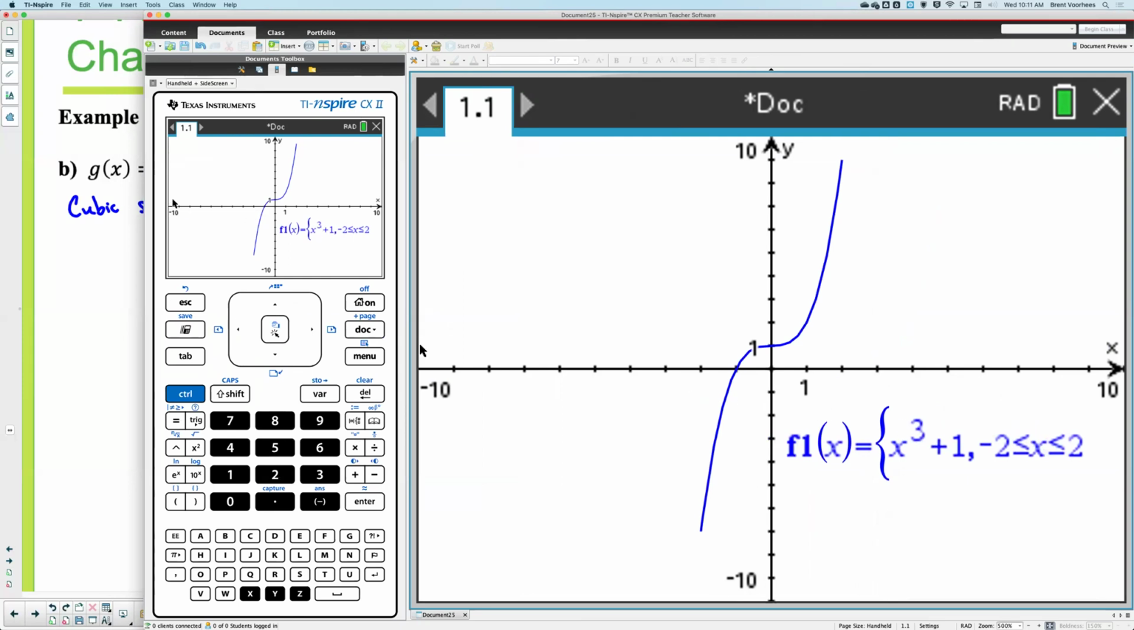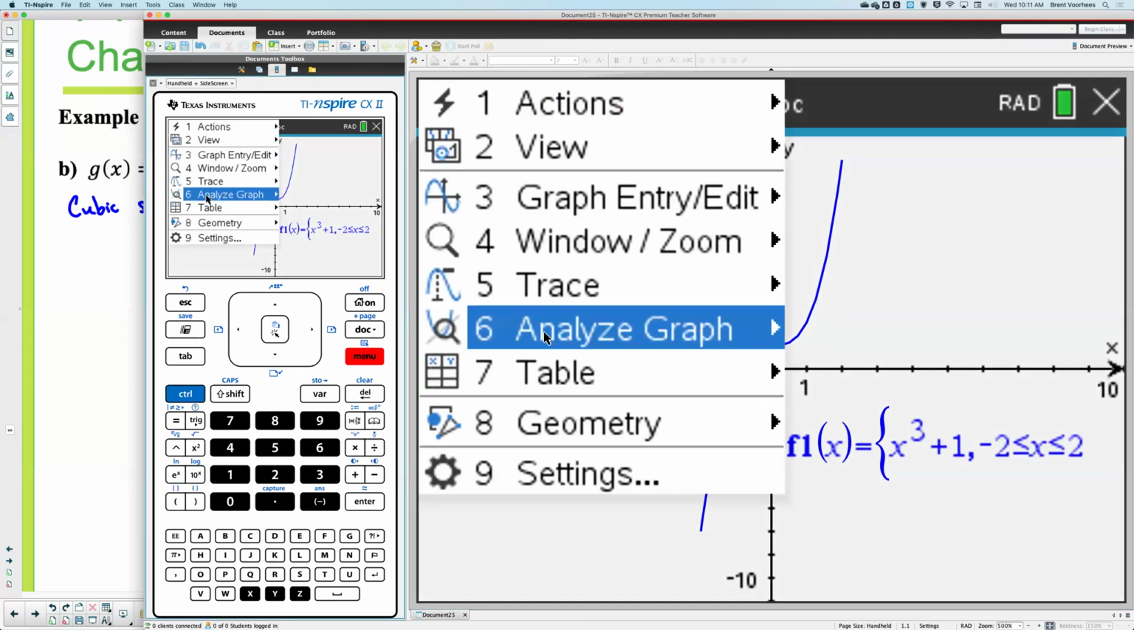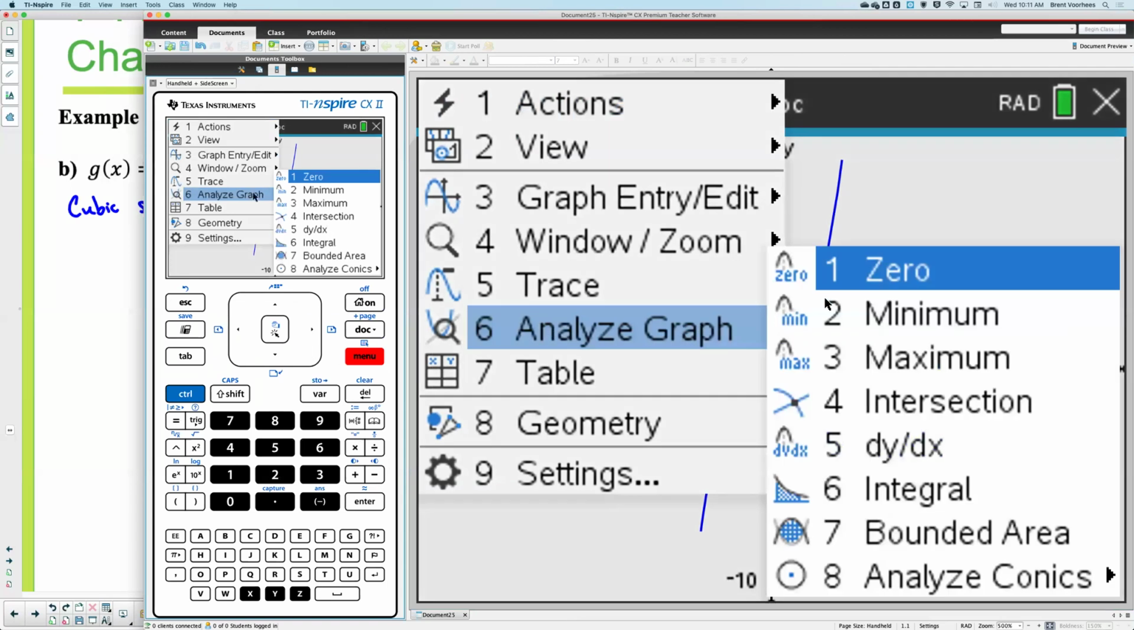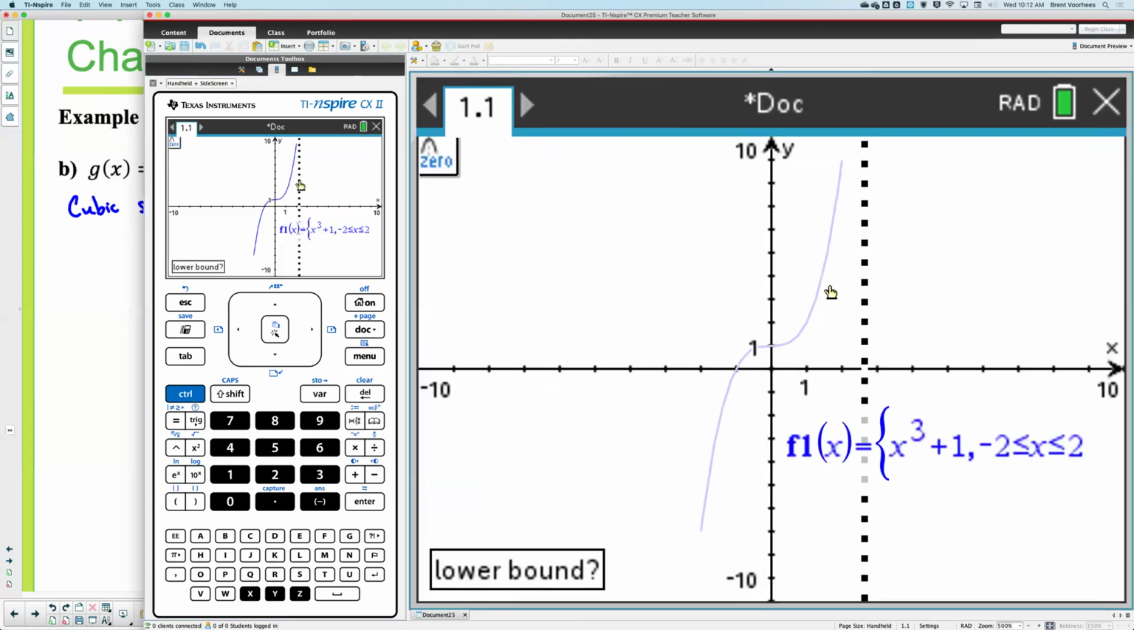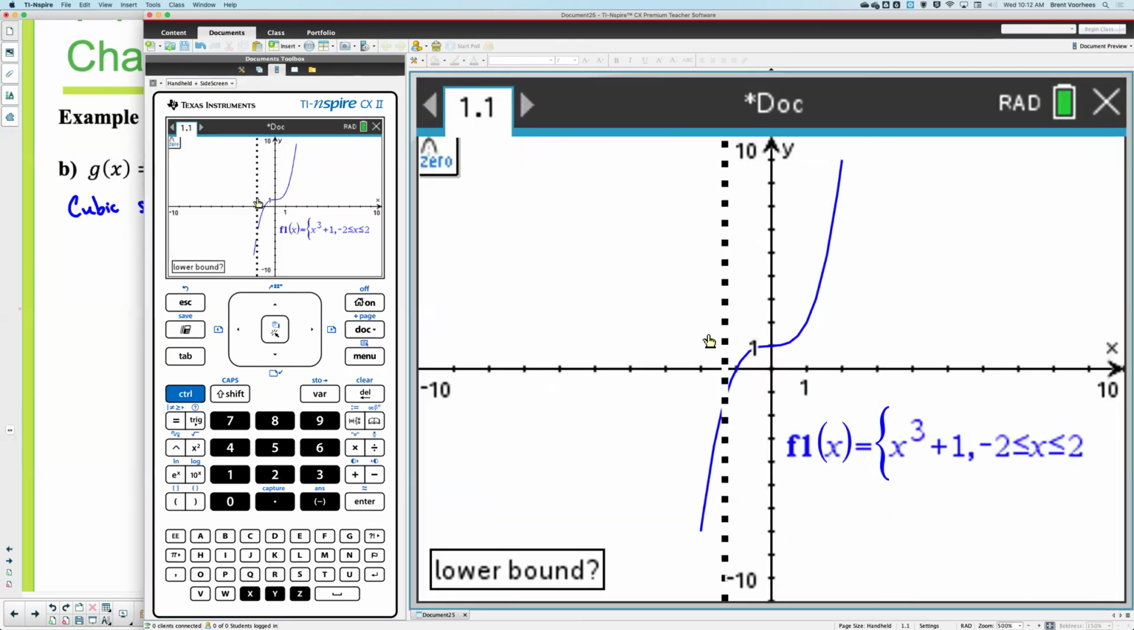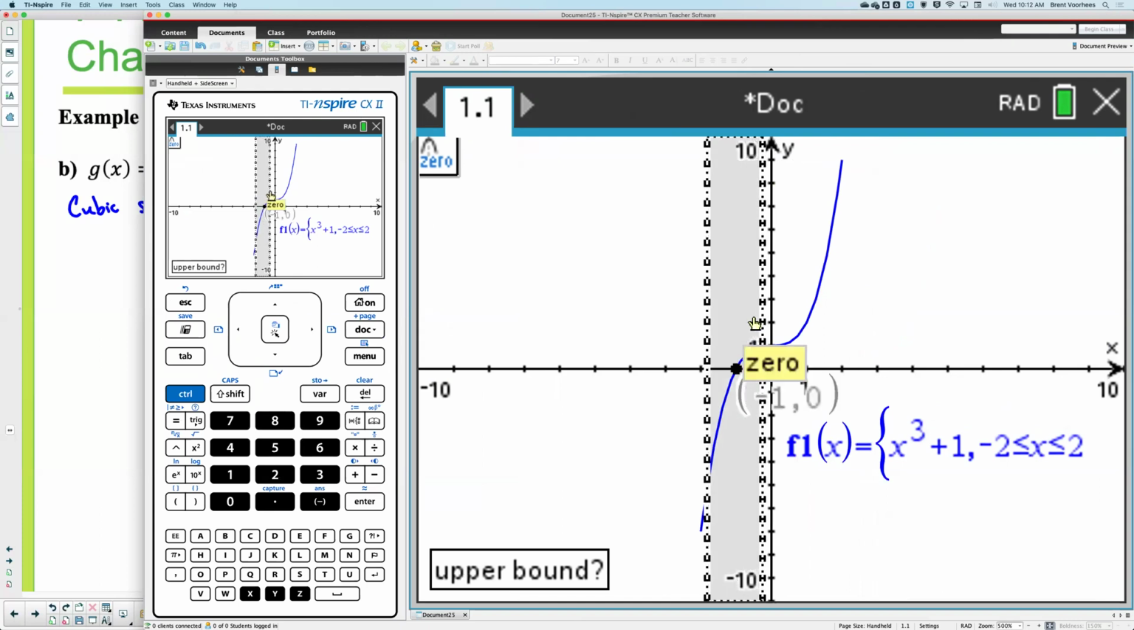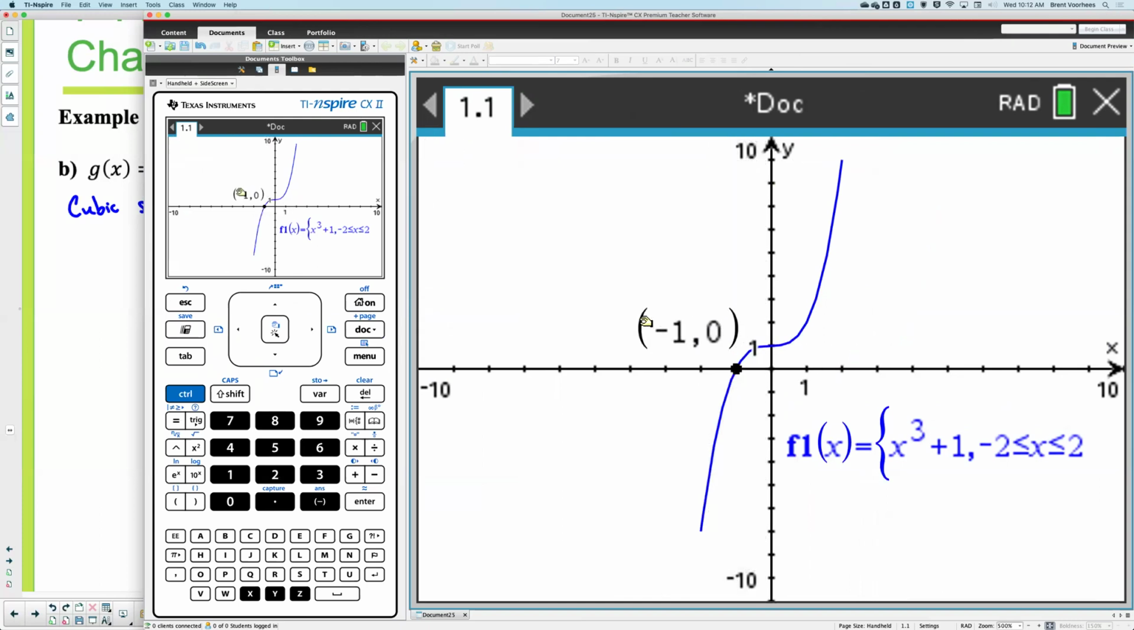Okay, this graph, what do I see? Do I have a 0? Did the graph cross the x-axis? Yes, hit 0. Let's go to the left of the 0. Let's go to the right of the 0 to get that point. The next one I asked for is a maximum. Does this graph have a maximum?